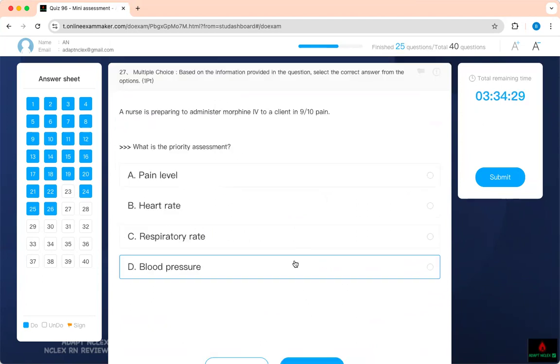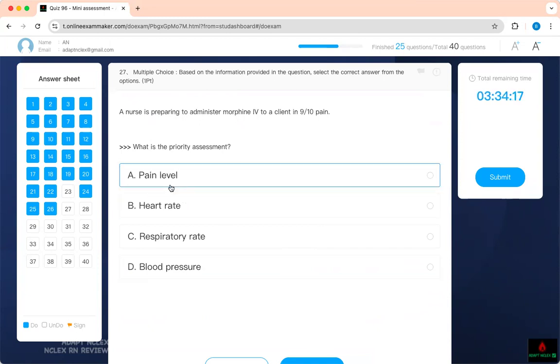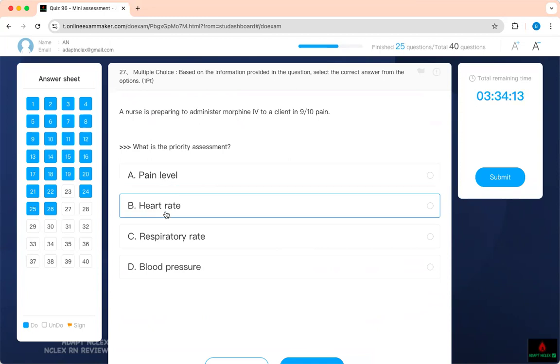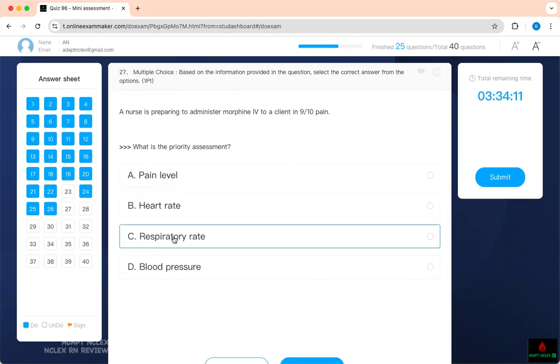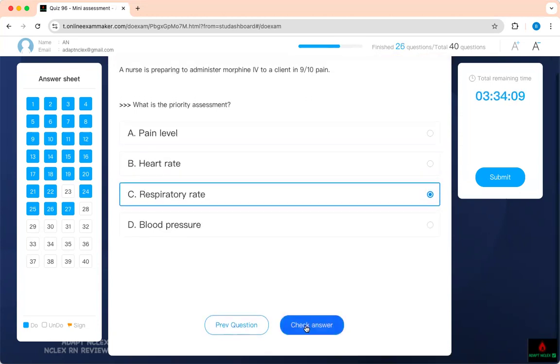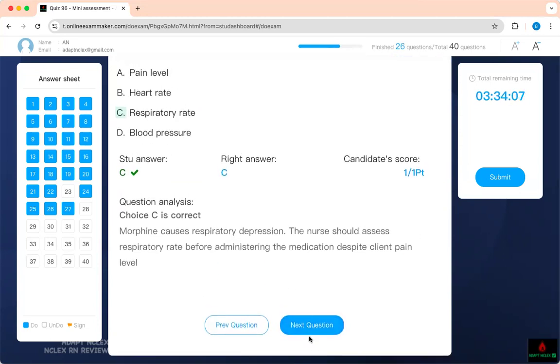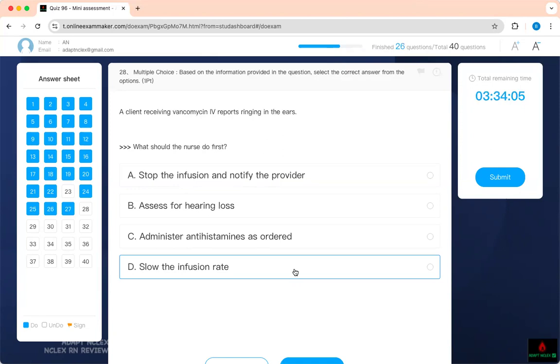What is the priority assessment? A nurse is preparing to administer morphine to a client who has pain 9 out of 10. Morphine is a respiratory depressant, a central nervous system depressant. Therefore, assessing the pain level is not going to help you. Heart rate is not going to help you. Respiratory rate is the best way to assess the patient before giving them morphine.